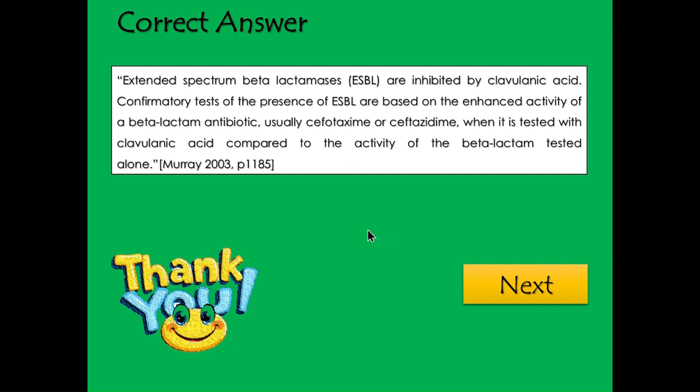The correct answer: extended-spectrum beta-lactamases, ESBLs, are inhibited by clavulanic acid. Confirmatory tests of the presence of ESBL are based on the enhanced activity of a beta-lactam antibiotic, usually cefotaxime or ceftazidime, when it is tested with clavulanic acid compared to the activity of the beta-lactam tested alone.